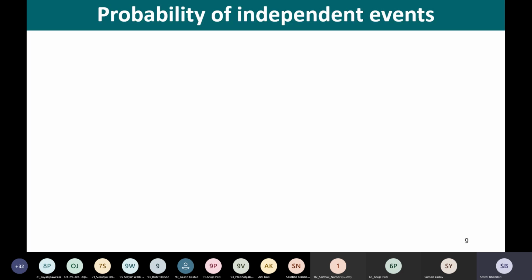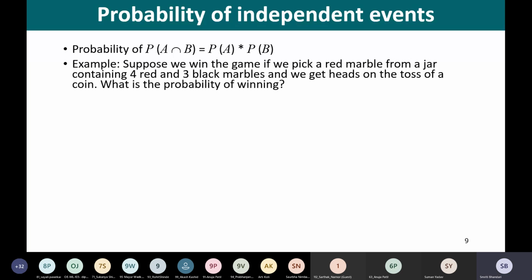So let's proceed now with probability of independent events. Probability of A intersection B is given as probability of A times probability of B.